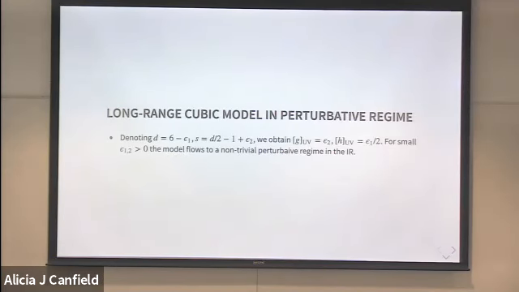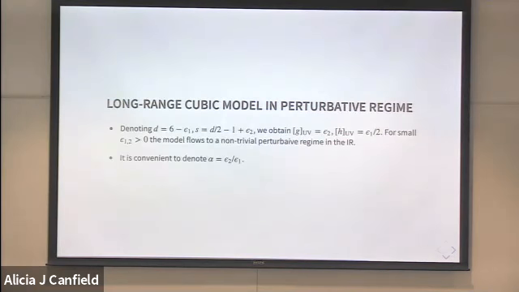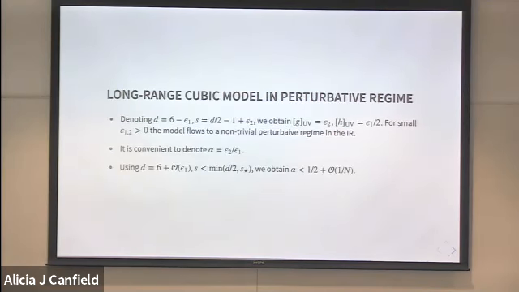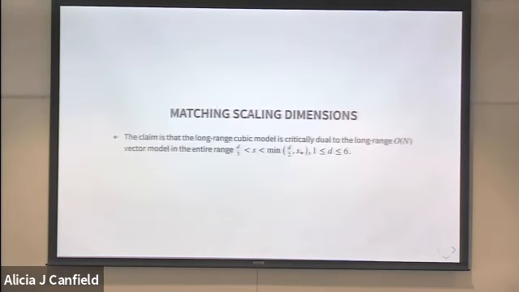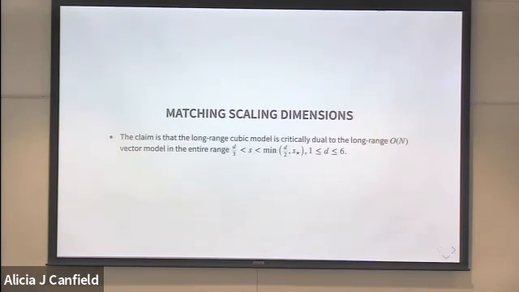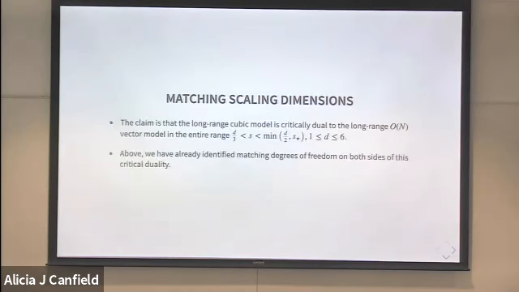We'll do expansion in epsilon 1 and epsilon 2. This is the ratio. We assume alpha to be of order 1. So epsilon 1 and epsilon 2 go to 0 at the same order. So alpha should be bounded by 1/2. So the main claim is that there is a precise duality between a cubic model and the ON vector model in the long-range regime for the entire range. But we're going to be doing a perturbative epsilon expansion, as mentioned before.